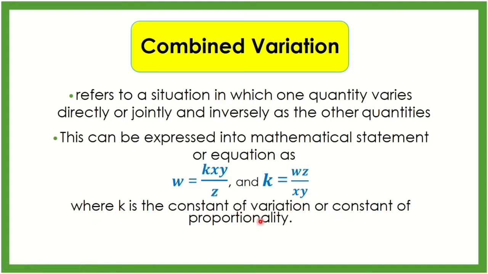or constant of proportionality. As you can see here, meron tayong joint variation at saka inverse variation. So, combination ng joint and inverse variation. Pwede ring combination ng direct variation at inverse variation.